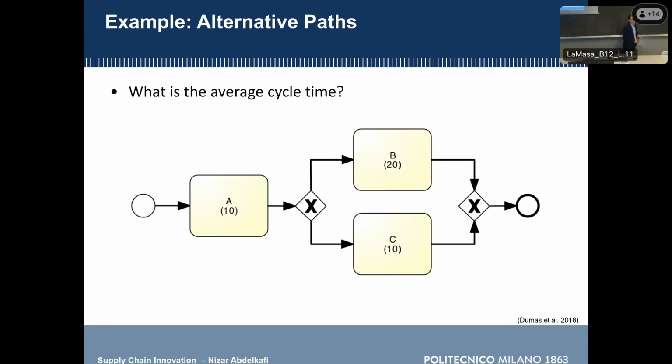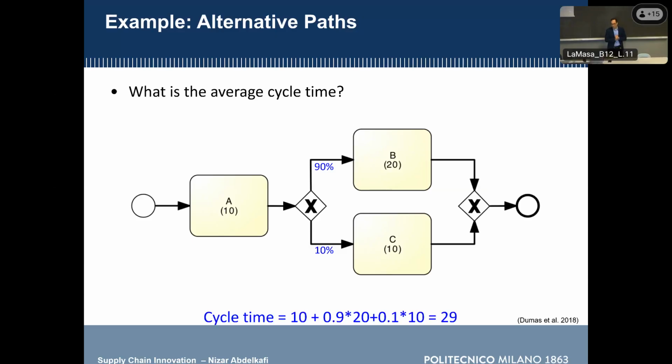Now we can change the probabilities, with 90% that the process will go through B and 10% going through C, and this will change, of course, the expected cycle time. It's 10 plus 0.9 multiplied with 20, which is 18, and then 10 multiplied with 0.1, which is 1, and then we will have a cycle time equal to 29. So obviously a higher cycle time because there is higher probability that the outcome of A will go through B than through C. And B is obviously the longer activity. Okay, so far so good. Things are clear.